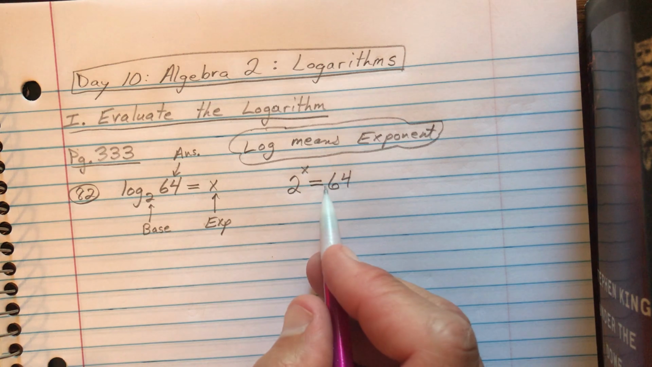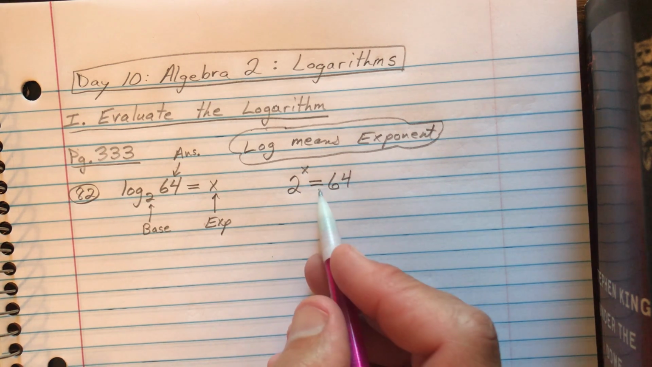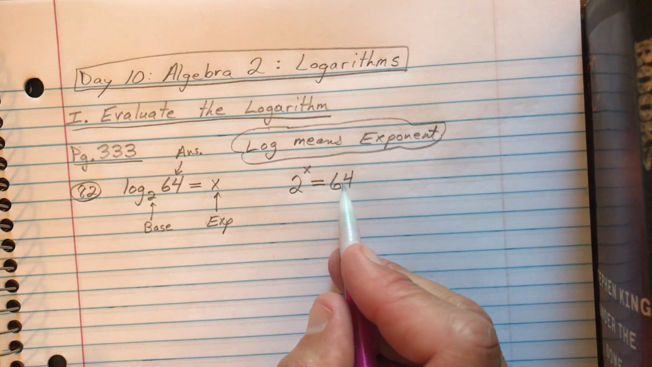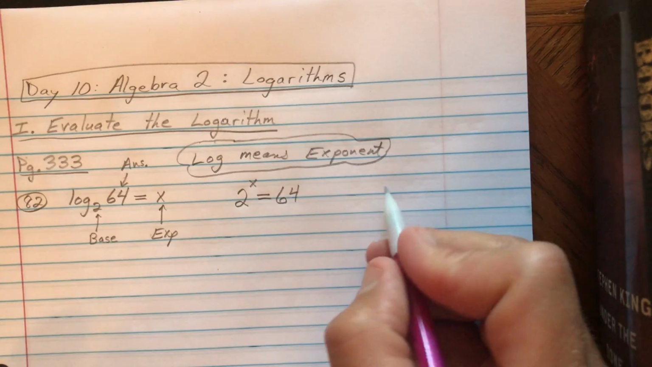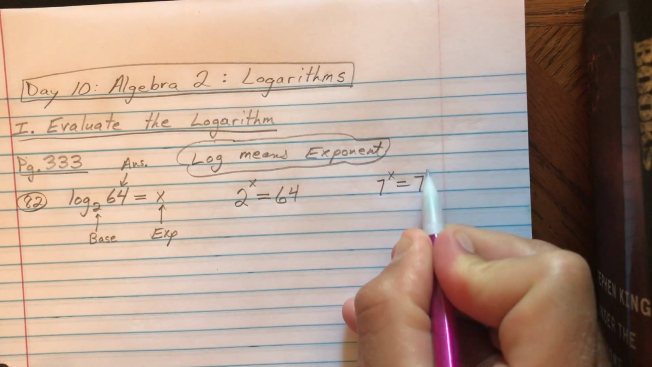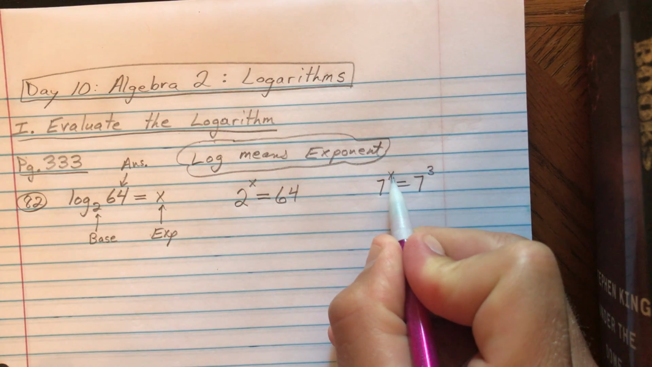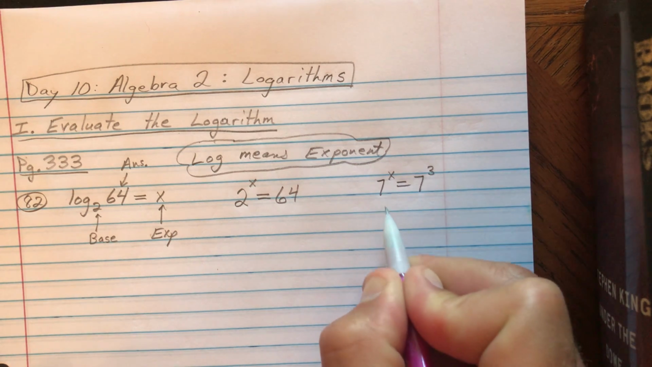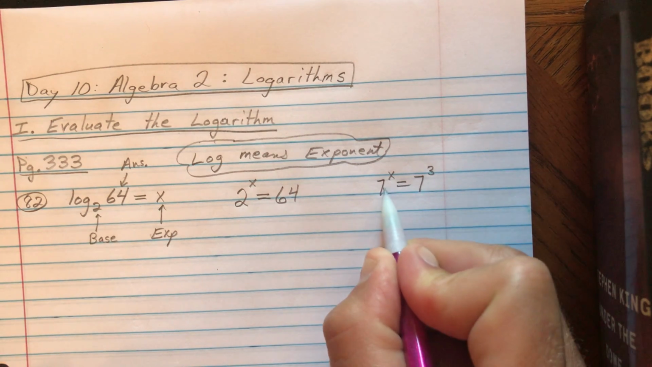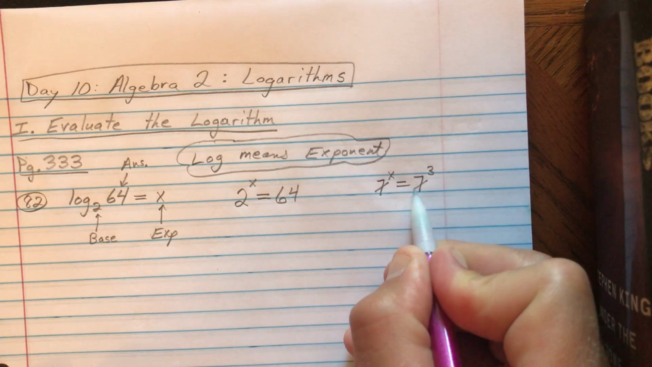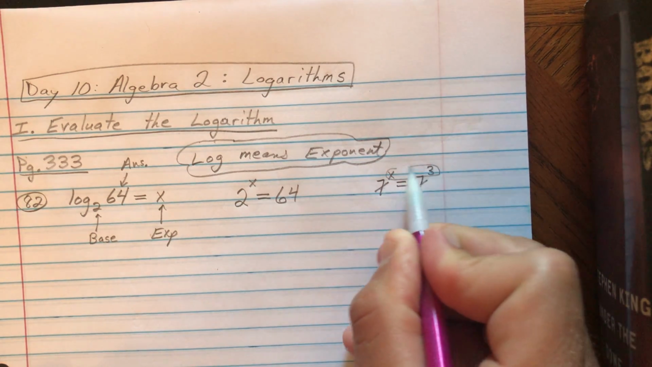Now, there's a couple ways to solve this equation. We're going to start by simply trying to get the bases the same. So think about it. If I said 7 to the what equals 7 to the third, this x would have to be a 3 in order for both sides to be equal. So anytime you have an equation with bases the same on both sides, the exponents must be the same.